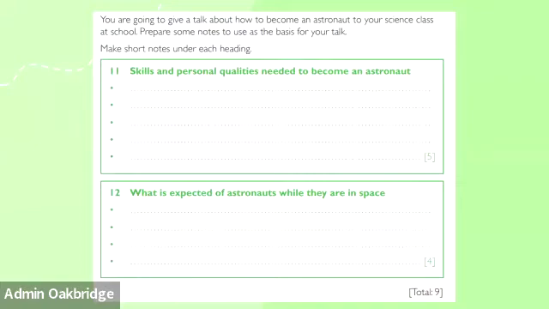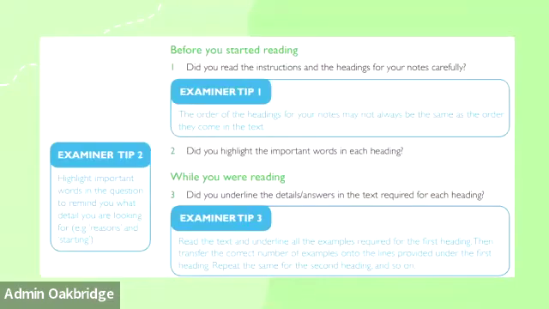Can you see the first one? Skills and personal qualities needed to become an astronaut. That's your first heading. Second heading, what is expected of astronauts while they are in space? So this is your second heading. So you see under the first heading, they ask you to write 5 notes. Okay, so you must write 5 notes for the first heading, and then for the second heading, you need to write 4 notes.